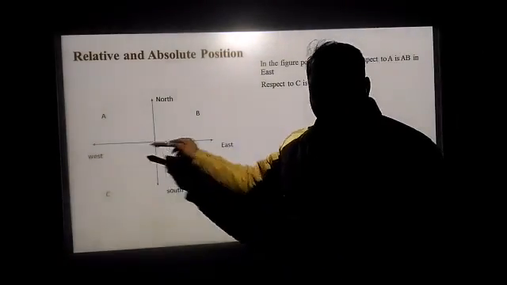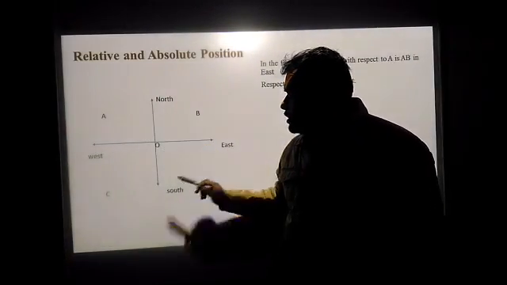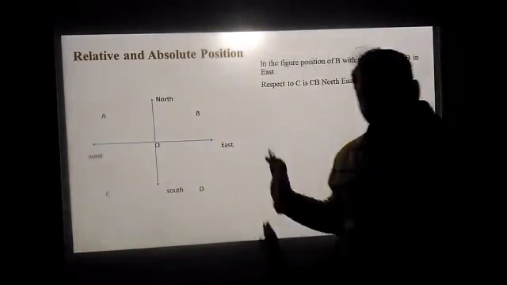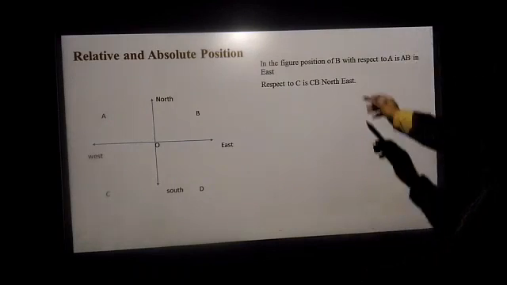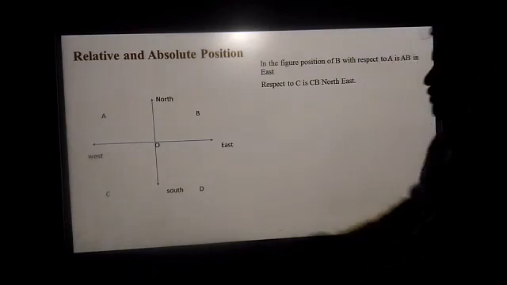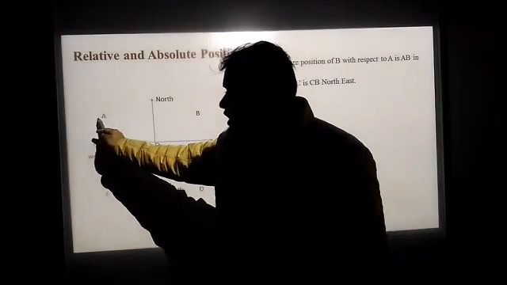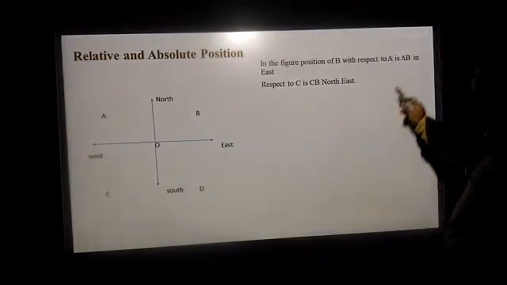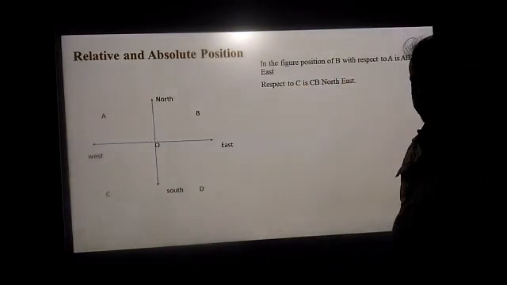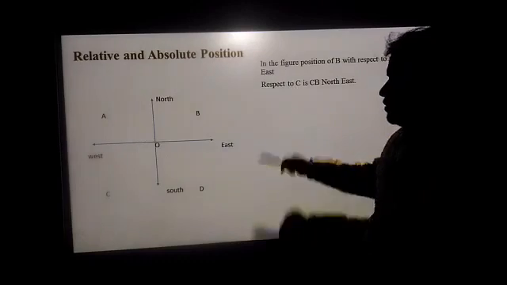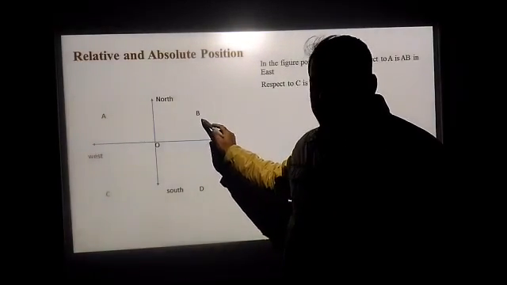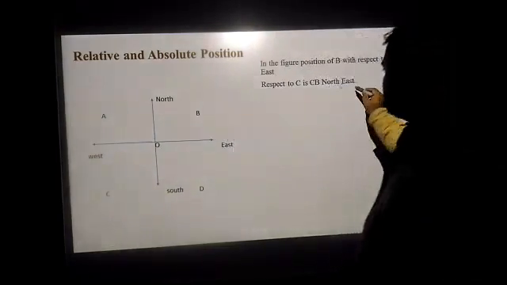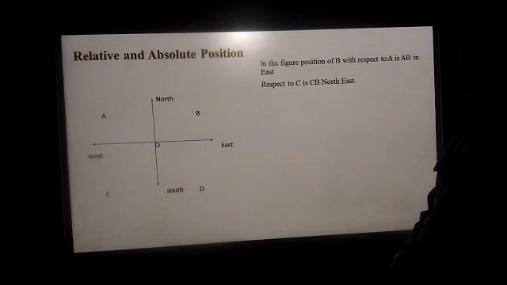Let's take a Cartesian plane with east, west, north and south, and these are the points O, B, C and D. These are the reference points. In the figure, the position of B with respect to A is eastward. And the position of B with respect to C is in the northeast direction.